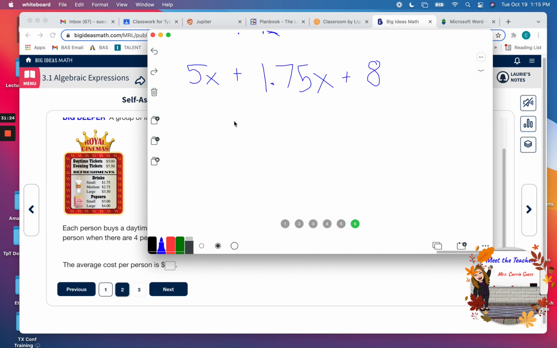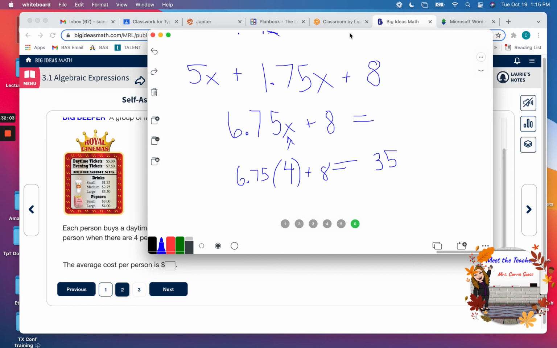Now can I simplify this expression? Yes, I can add these 2. What's 5 plus $1.75? $6.75 X, don't forget the X, plus 8. So now my expression is simplified. Can I find out how much money we spent? How many people came? 4. So I can plug in a 4 here. What is 6.75 times 4? 27, plus 8 equals 35. The question asked, what is the average cost per person?